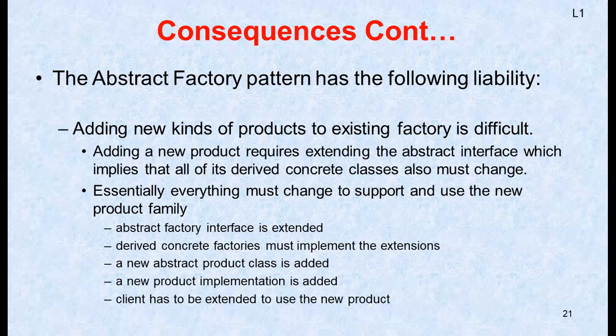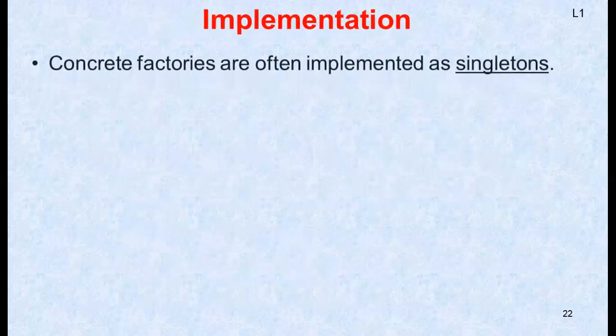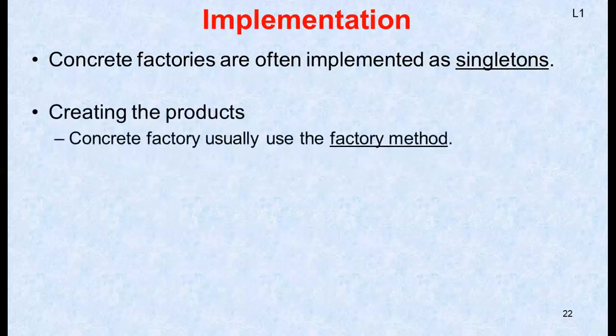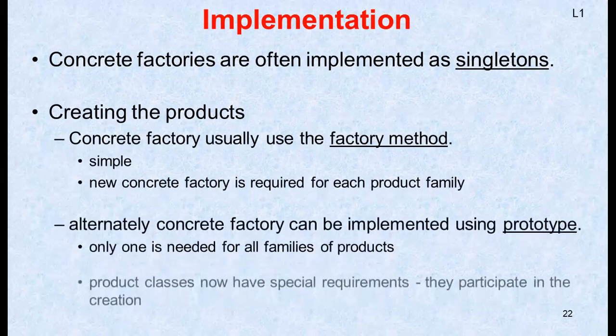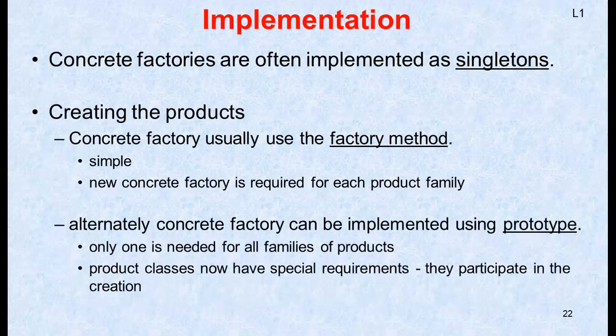Now coming to the implementation. Here are some useful techniques for implementing the abstract factory pattern. The first one is factories as singletons. An application typically needs only one instance of a concrete factory per product family, so it's usually best to implement it as a singleton.